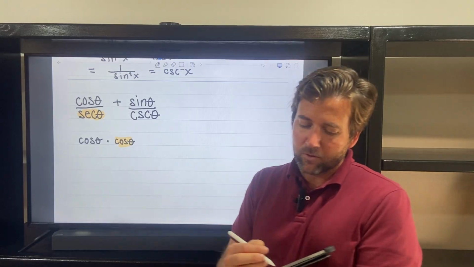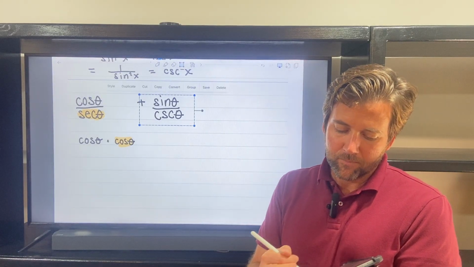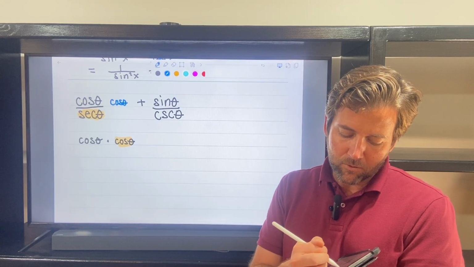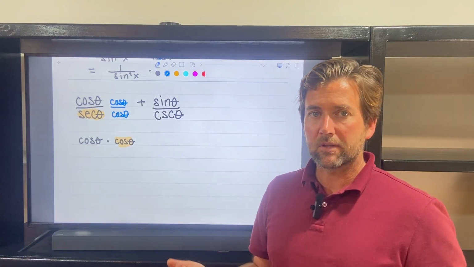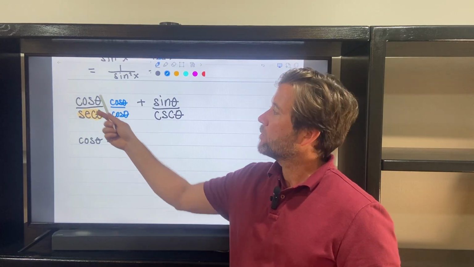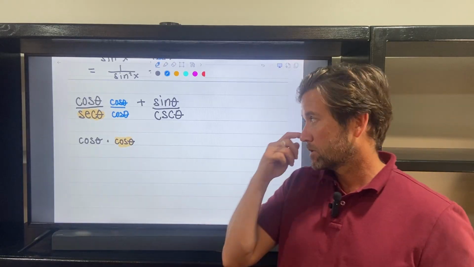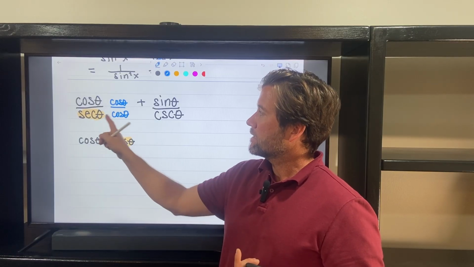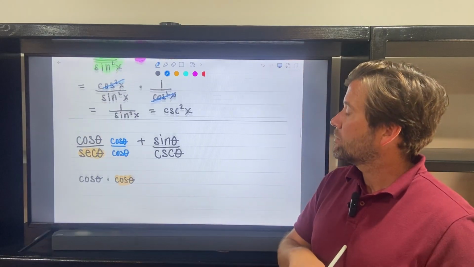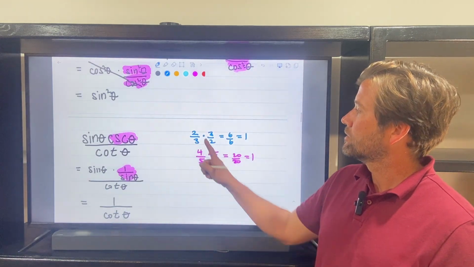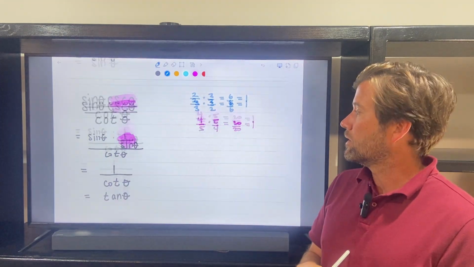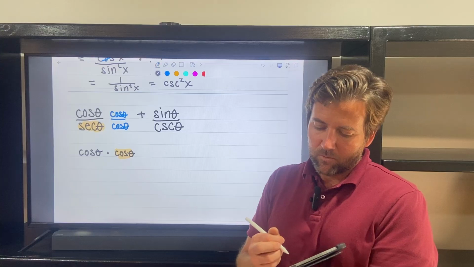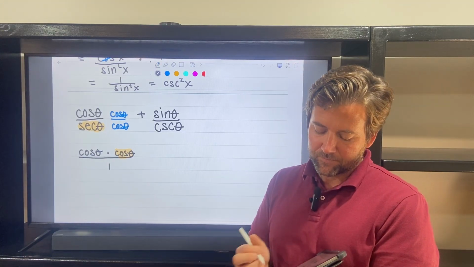If this makes more sense to you, we could multiply by cosine of theta over cosine of theta. You're allowed to do that because cosine of theta divided by cosine of theta is just 1. So multiplying this term by 1 changes the way it looks. And so cosine of theta times cosine of theta is cosine squared theta. Now secant of theta and cosine of theta are reciprocals. Remember we talked about before, when you multiply reciprocals, that product is always 1. So this denominator will be all over 1.